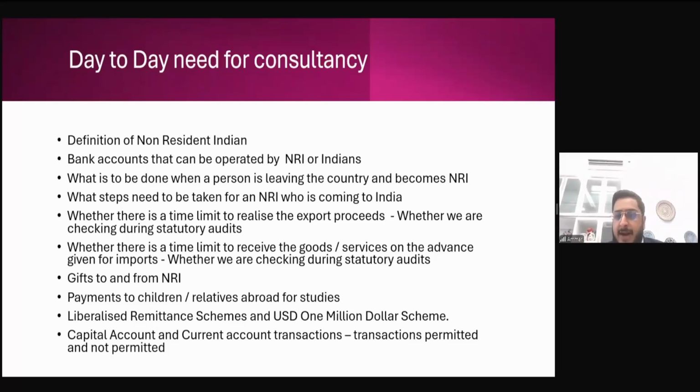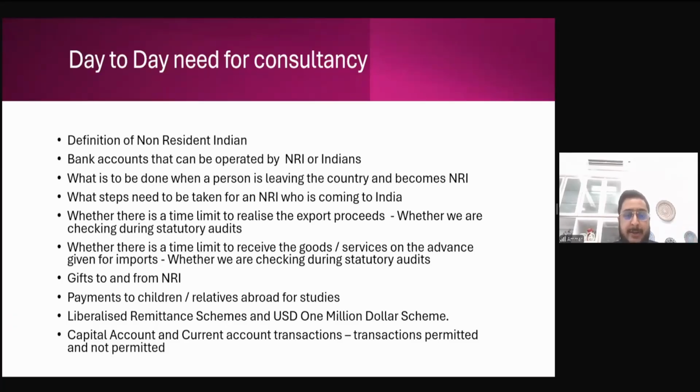Then if we have NRI clients, they will be making some gifts to their relatives. They may be making payments to children or relatives who are abroad for studying. We can guide them regarding the liberalized remittance scheme, and also regarding the $1 million scheme. As we all know, the liberalized remittance scheme is available for resident individuals, while the $1 million scheme is for non-residents.